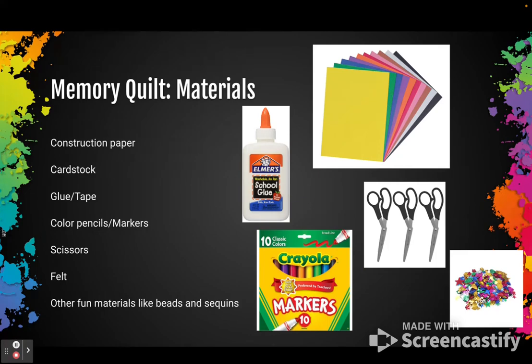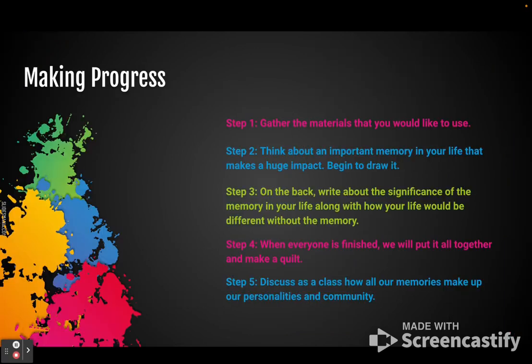So I chose the memory quilt as an activity to help with diversity in learning, but also to help with connections with the book. So of course you're going to need construction paper, cardstock, glue or tape, colored pencils, markers. You get to use scissors. You can use other fun materials like sequins and beads and so forth. So you're just going to gather all the materials together. You can put them on a table or something, and of course go over everything with the kids, but they need to think about an important memory in their life that makes a really big impact.